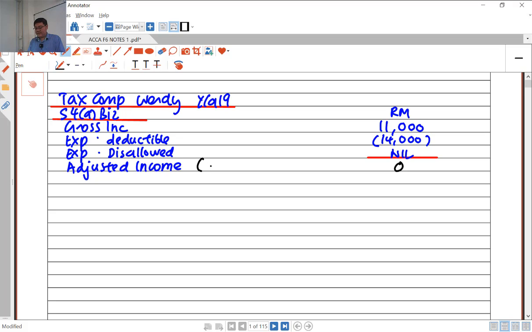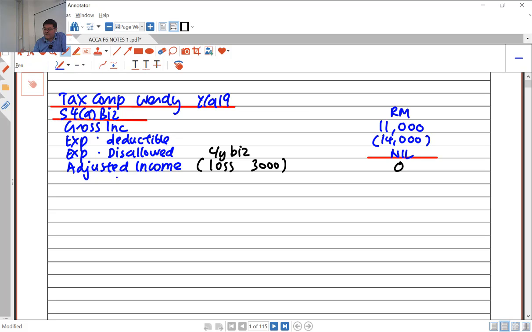This is a loss of 3,000. But this loss has a name. I normally call this the current year business loss. Why business? Because it comes from business. And why current year? Because the loss occurred this year. So it's called current year business loss. That will be what we see for 4A.